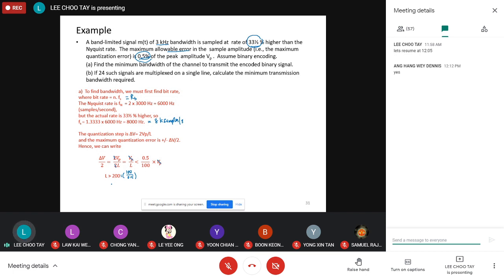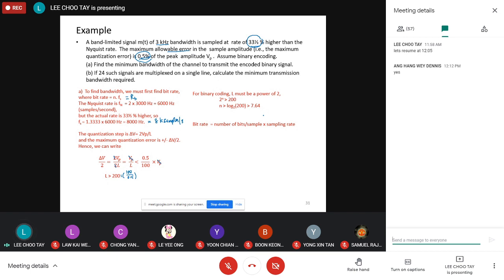Then L is equal to 2 to the power of n. So 2 to the power of n must be greater than 200, which gives n must be greater than 7.64. n must be a whole number because n represents how many bits. You cannot have half a bit; you can only have 1 bit, 2 bits, 3 bits, and so on. So the minimum value for n has to be 8. You can use 9, 10, and so on, because the expression says n must be greater than 7.64.